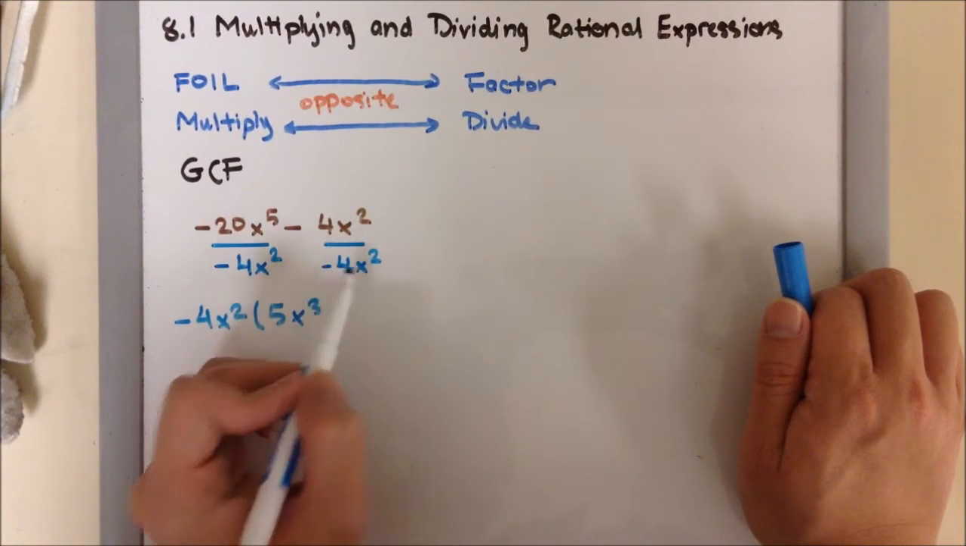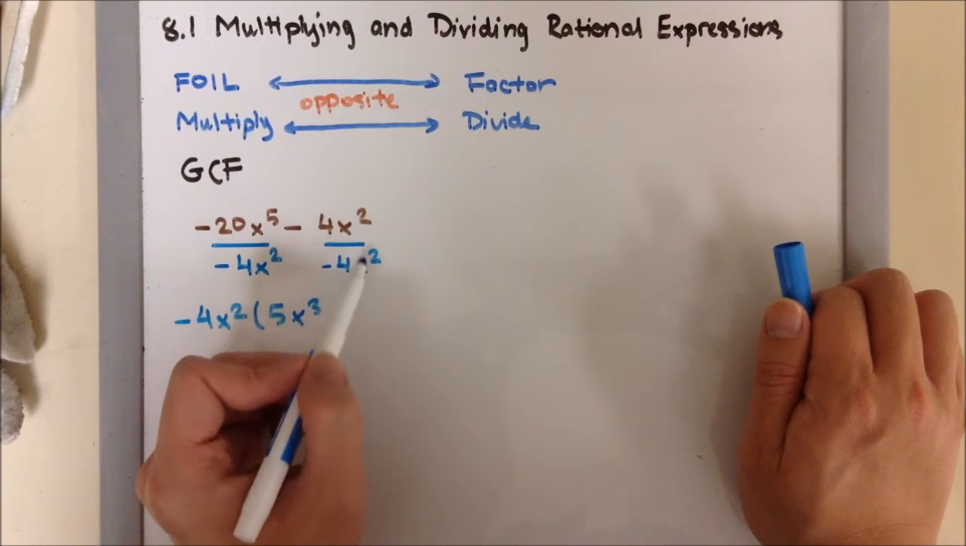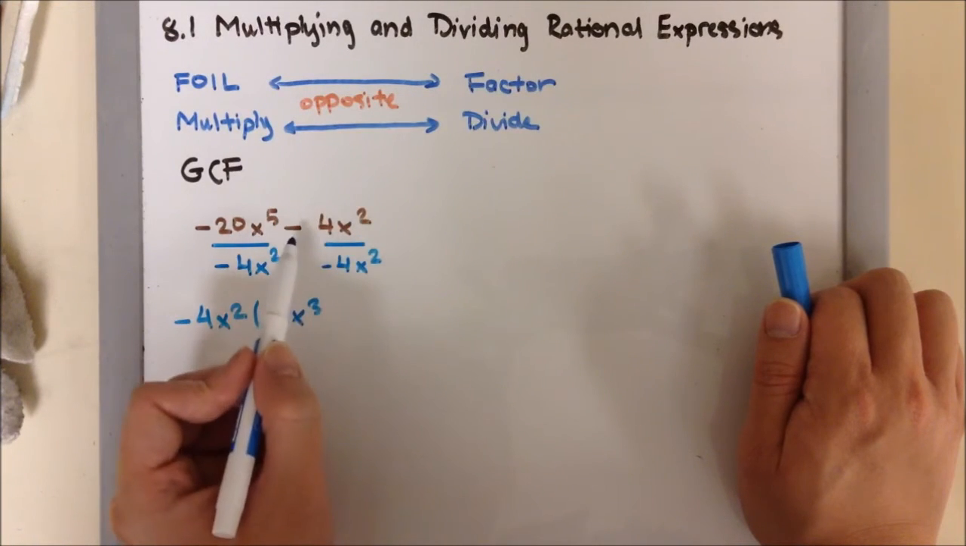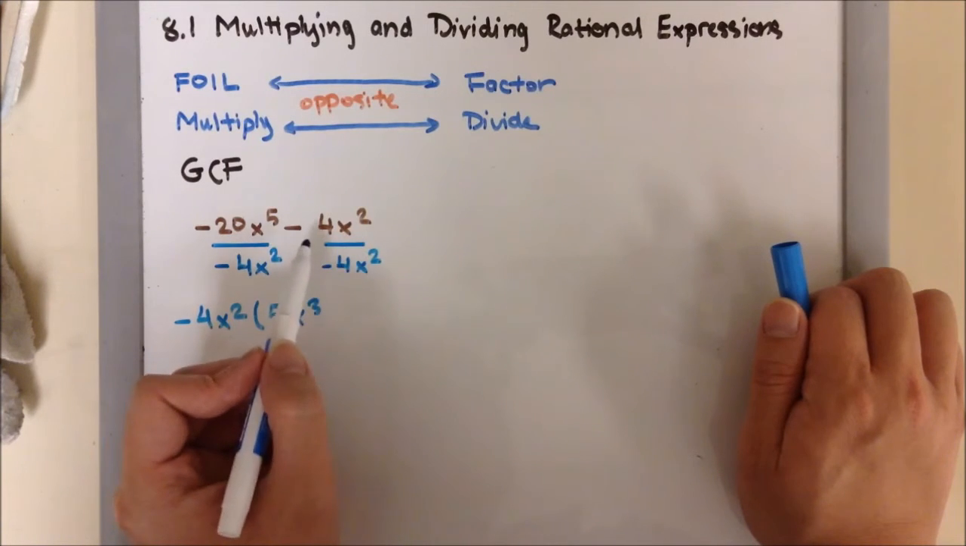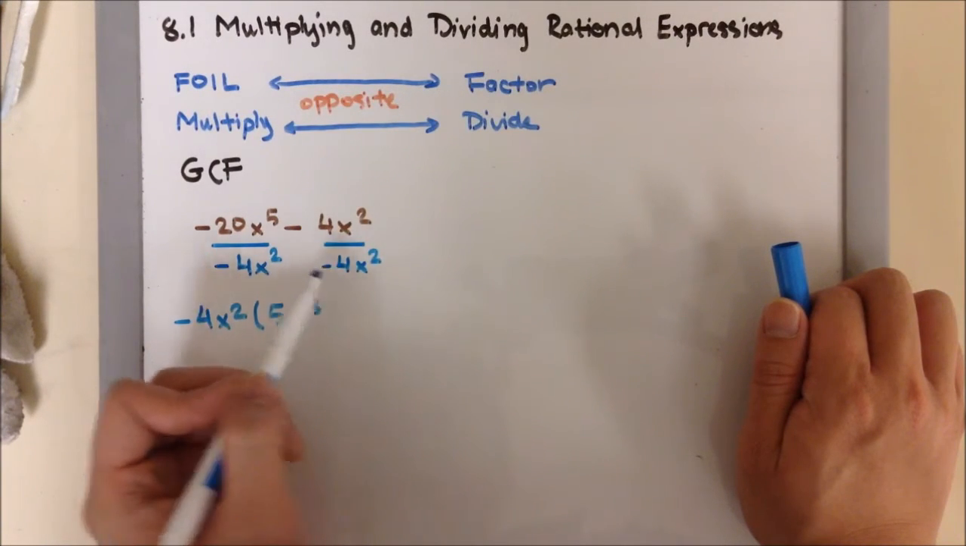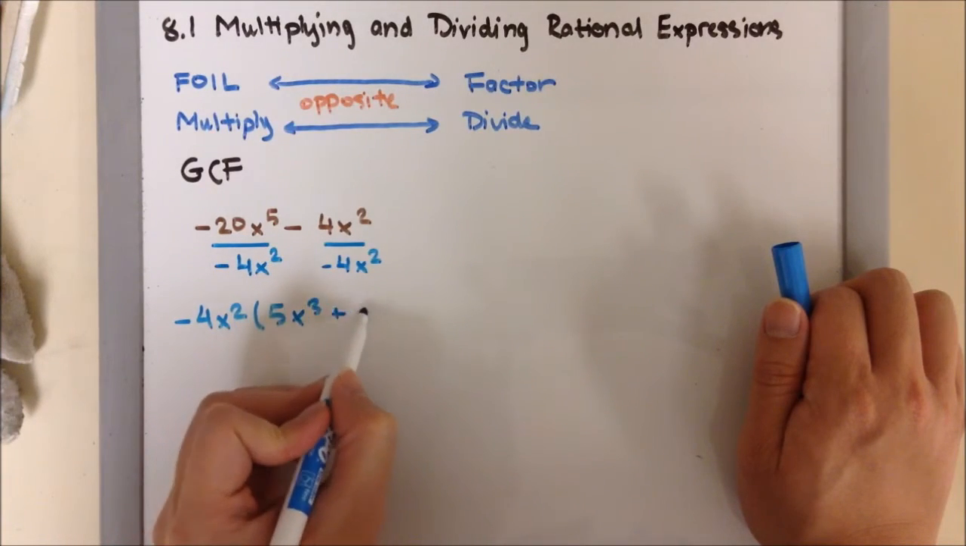So we're just going to focus on the x. So x squared divided by x squared. So when we subtract, it's 2 minus 2, which is 0. That means it's going to be 1. So let's look at the whole fraction. When it's a negative 4x squared divided by a negative 4x squared, we know that the numerator is the same as the denominator. So negative divided by negative, it will also become positive 1.